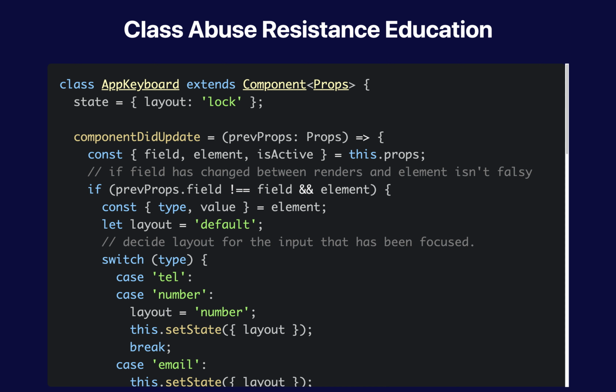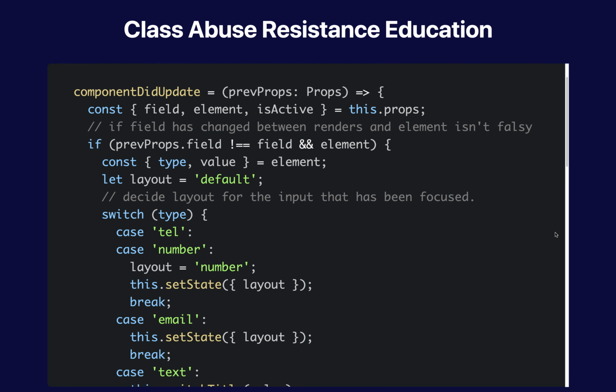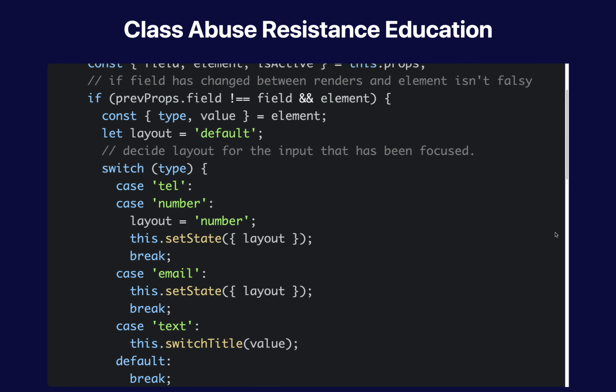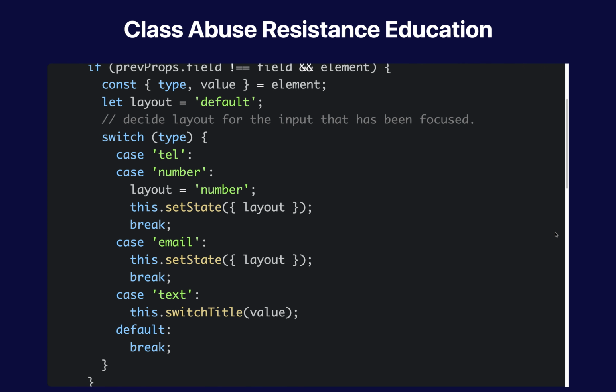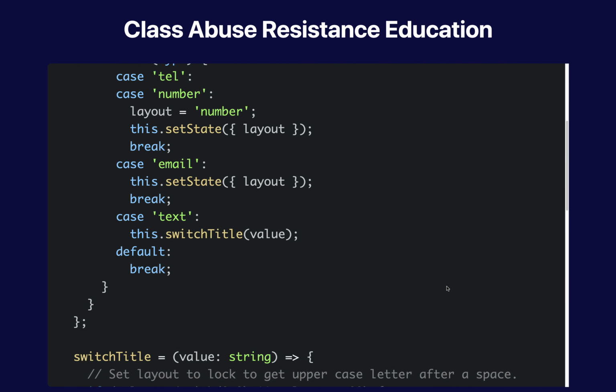Then just below this we have component did update, and in this example it could probably be renamed to what layout should the keyboard use, but this is when we needed it to be called. And so we grab some data from props, we compare previous props to current props, and then pretty much just decide which layout the keyboard should use with the switch statement. And in 2 out of 3 cases here, we're just calling set state and updating the layout, but in the third case, we're calling switch title and providing the value of the input.